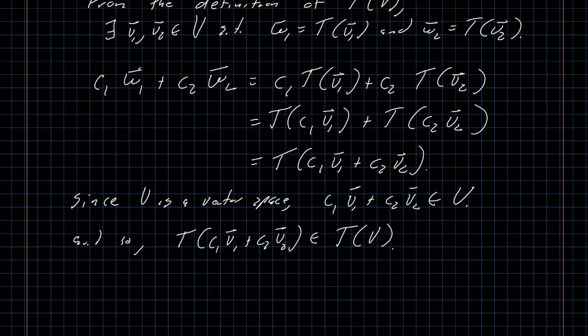And then so by the definition of the range, if we are taking our linear transformation on an element in V, it is a member of the set of the linear transformations of every element in V. That's what the image means.